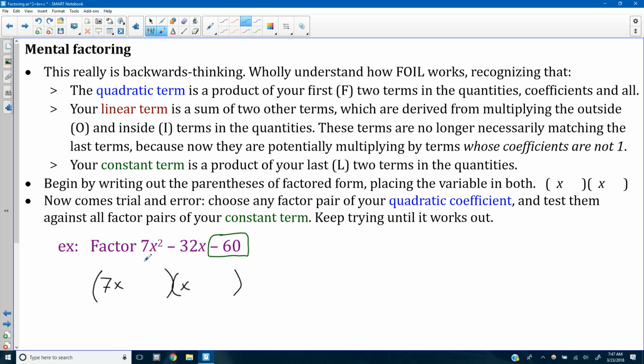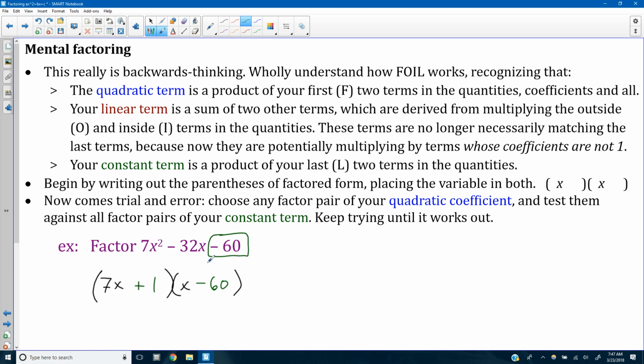So try this. Okay, now I know this isn't it. We already sort of know the answer to this, and I'm going to try and dodge that answer a couple of times just so I can really talk about what's going on here. Factors of negative 60. How about 1 and negative 60? Well, 7 times negative 60 is negative 420. I don't think that's going to add to negative 32. I'm going to erase those.